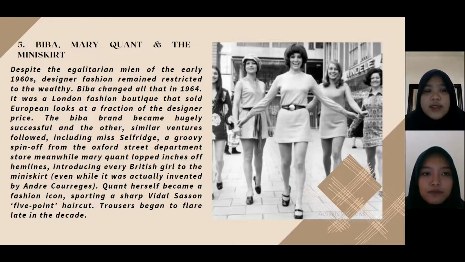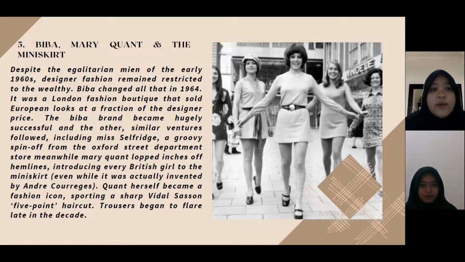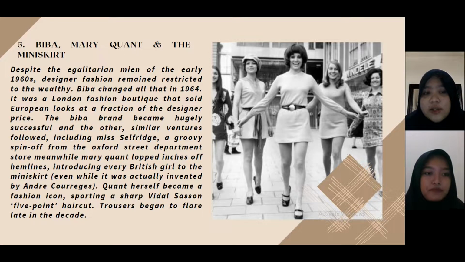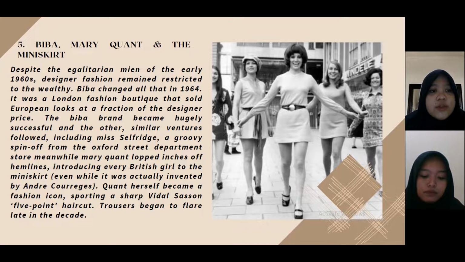Oke, selanjutnya adalah Biba, American, and the miniskirt. Despite the egalitarian mood of the early 1960s, designer fashion remained restricted to the wealthy. Biba changed all that in 1964. It was a London fashion boutique that sold European looks at a fraction of the designer price.